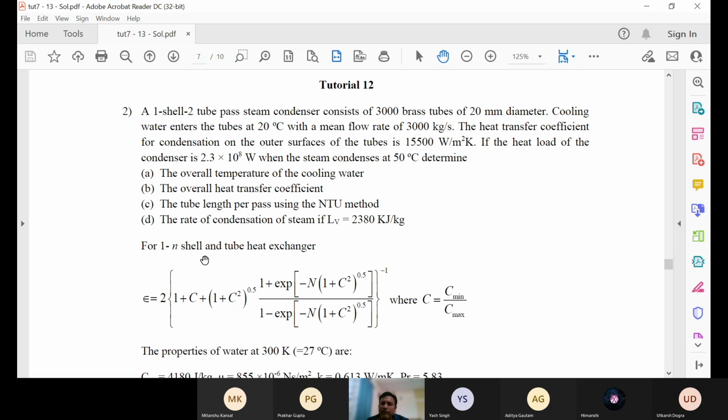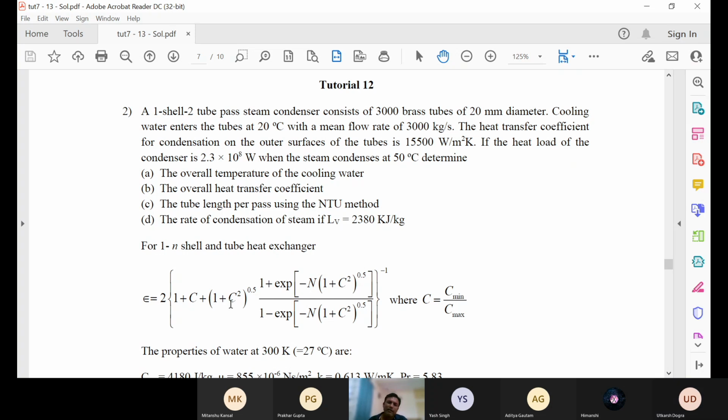Again, for a one shell side and n tube side passes shell and tube heat exchanger, a generalized expression is given like this. The generalized expression for the effectiveness is 2 times the bracket 1 plus C plus (1 plus C square) raised to the power 0.5, multiplied by 1 plus exponential of minus N times (1 plus C square) raised to the power 0.5, divided by 1 minus exponential of minus N times (1 plus C square) raised to the power 0.5, and this entire bracket raised to the power minus 1. Here C is nothing but C min by C max. And N is nothing but the number of transfer units that we have already seen earlier, isn't it? Do you all agree?